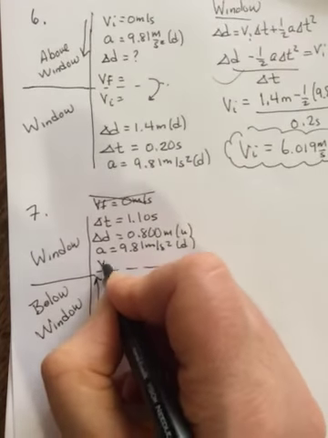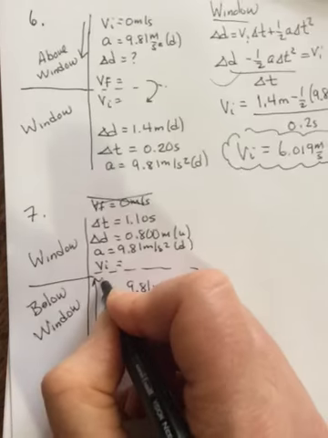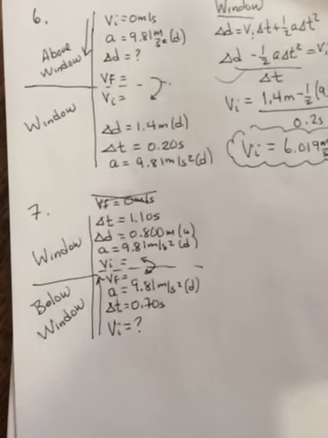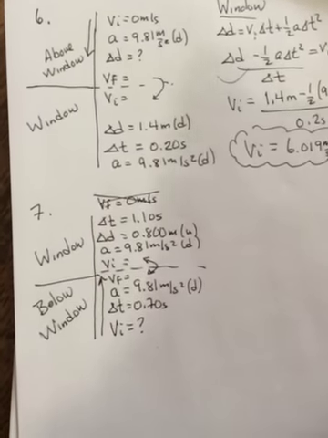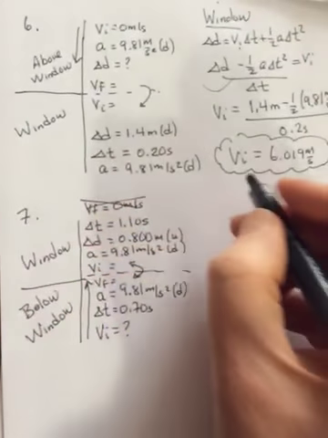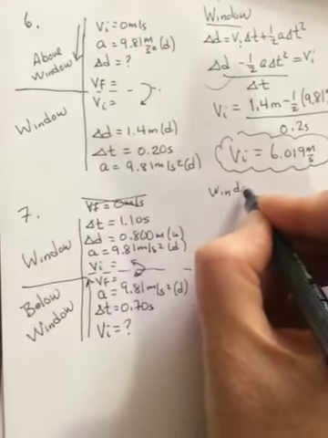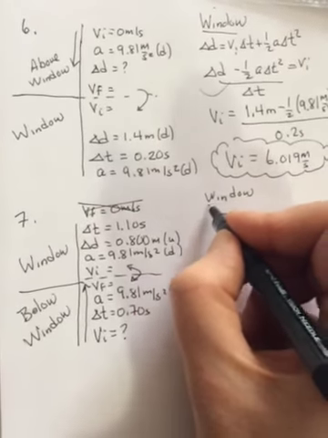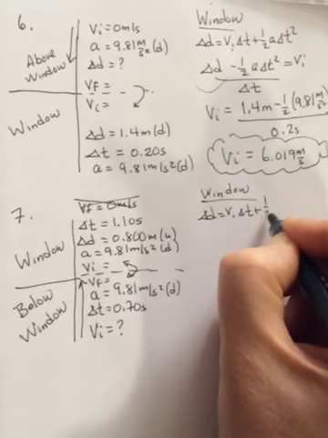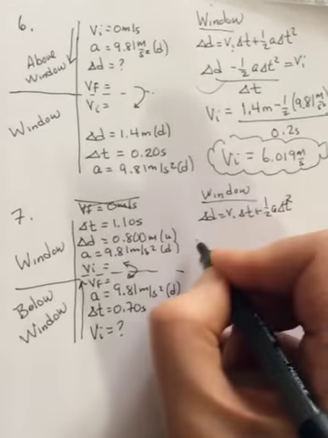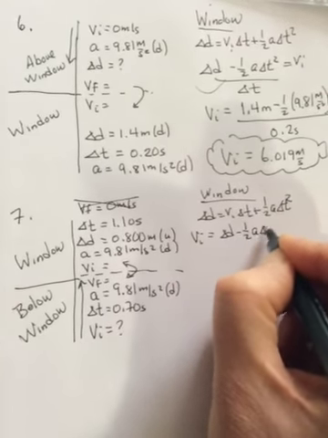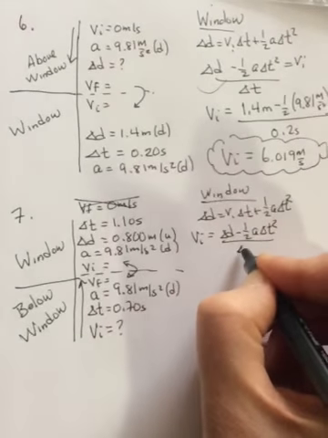Okay? We don't know the VI of this piece, but we know it's equal to the VF of this piece. And the question wants to know with what velocity was it thrown. So where should you start? You should start with the window because that's where you have the one unknown. So for the window, oh, look, it's going to look just like the last one. Delta D is equal to VI delta T plus 1/2 A delta T squared, rearrange for VI. So it's going to be delta D minus 1/2 A delta T squared divided by delta T.